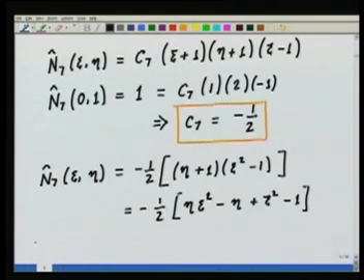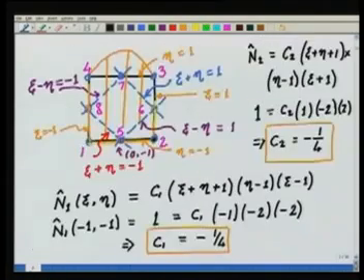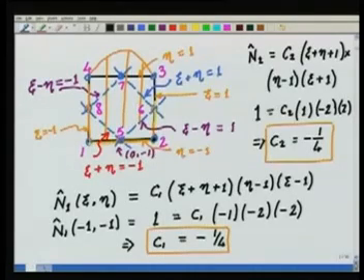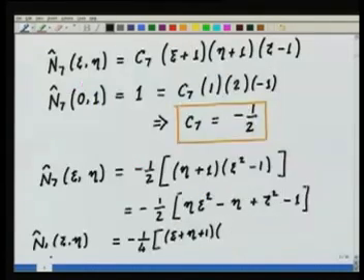Let us look at n1. n1 hat as a function of psi and eta will be equal to -1/4 into, if I do this one, psi plus eta plus 1 into eta minus 1 into psi minus 1. So it will be psi eta minus eta plus 1 into psi eta minus psi minus eta plus 1.